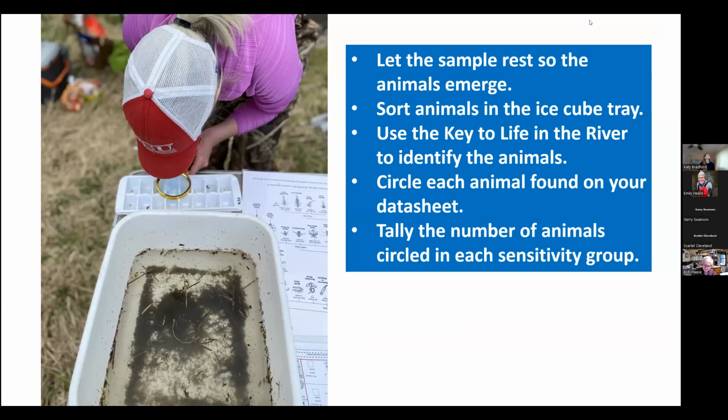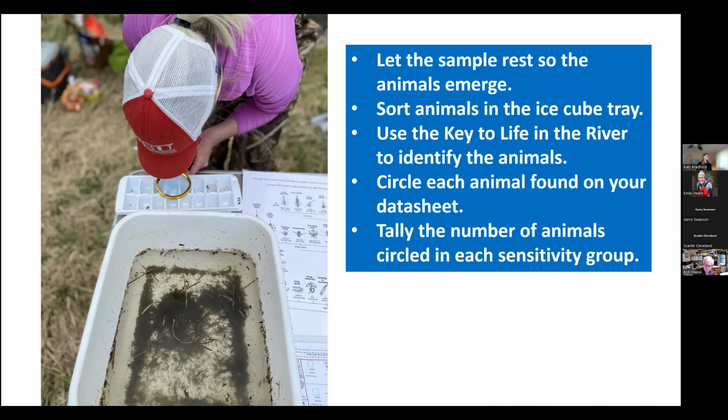So after you grab your samples from your riffle, your undercut bank, your leaf pack, or your snags and tree roots, when you empty your sample into your little tray full of water, we want you to let that sample rest just a little bit. That gives the animals a chance to emerge. And then after everything starts emerging, you're going to start sorting things. So sort animals into your ice cube tray based on the way they look and similar characteristics. And then you're going to use that key to life in the river to help you identify the animals.